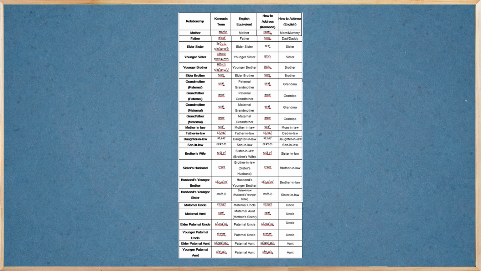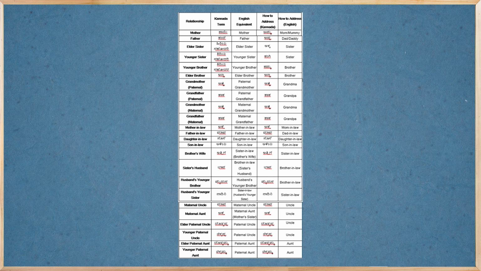A brother's wife is called Attige in Kannada and we address her as Attige. Sister's husband is called Bava in Kannada and we address him as Bava. Husband's younger sister is called Nadini and we call her Nadini. Maternal uncle is called Mava in Kannada and in English we call them uncle. Maternal aunt is called Atte in Kannada and we call them aunt in English.